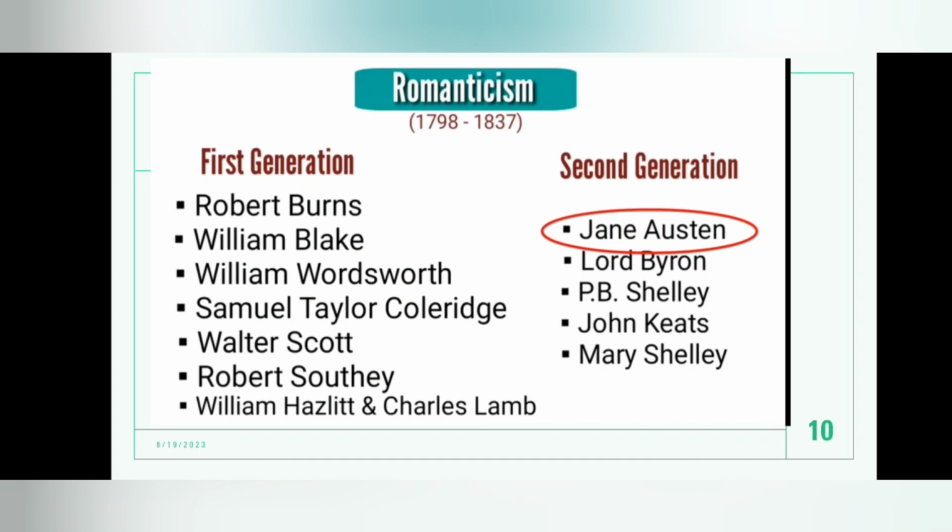Robert Burns plays a very vital role, and his great work plays a vital role in the Romantic age. Jane Austen, P.B. Shelley, John Keats, Mary Shelley, and all their works play a very vital role. These are the two generations. First generation: Robert Burns, William Blake, William Wordsworth, Samuel Taylor Coleridge, Walter Scott, Robert Southey, William Hazlitt and Charles Lamb. While in the second generation we have Jane Austen, Lord Byron, P.B. Shelley, John Keats and Mary Shelley.